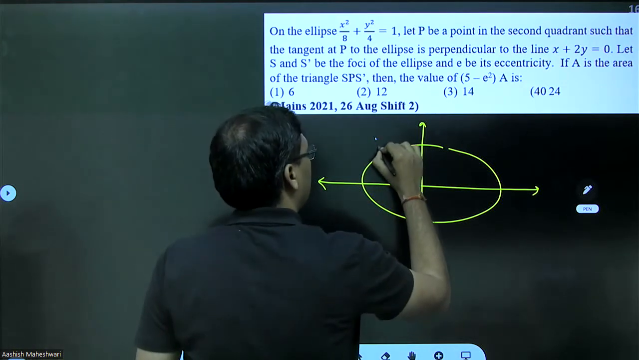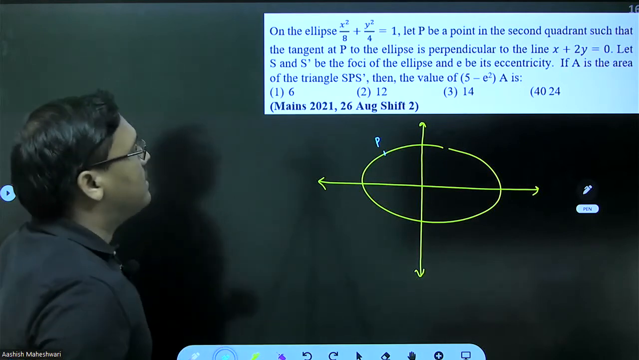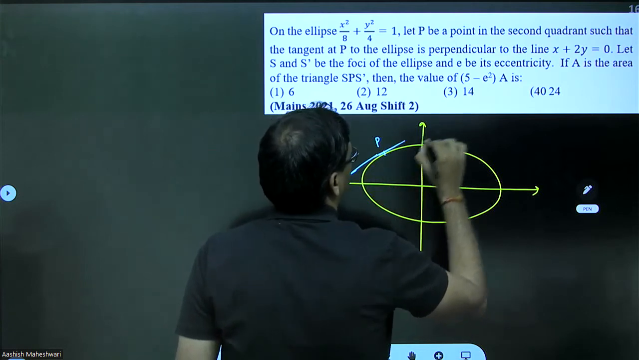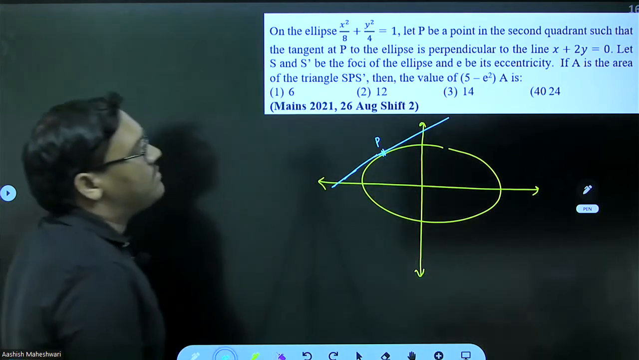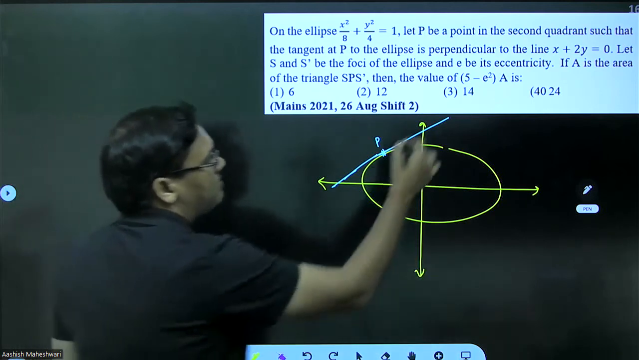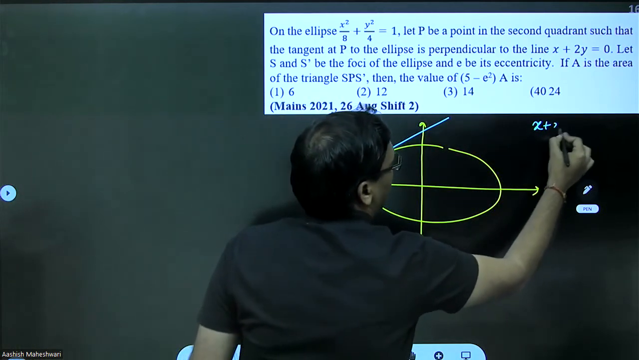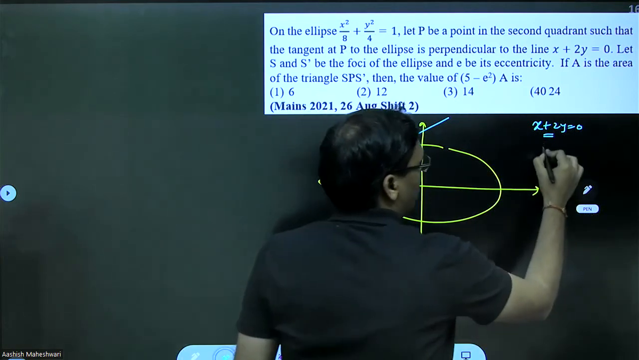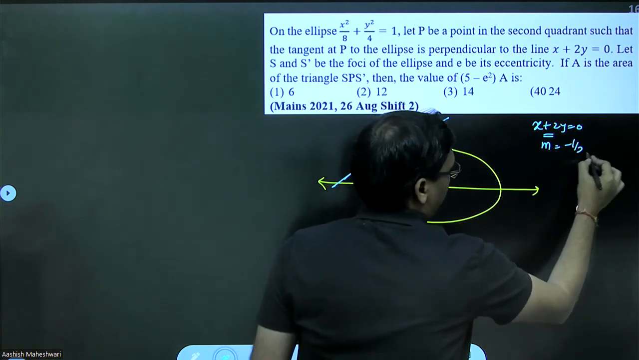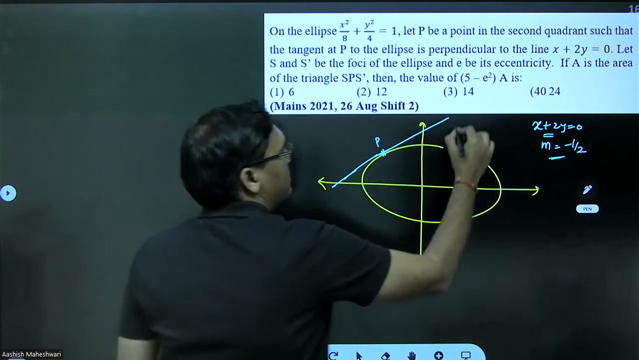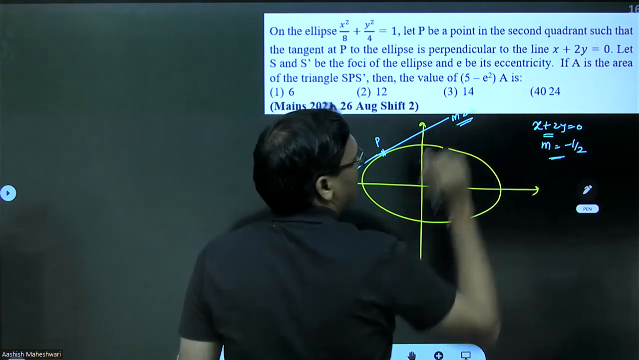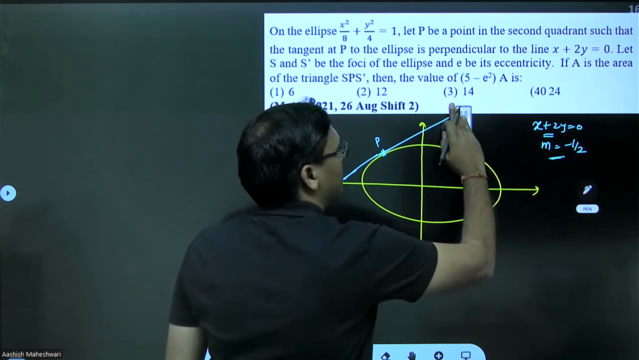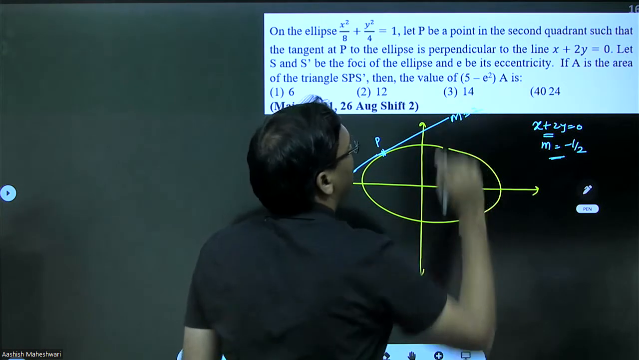P is a point on this ellipse in the second quadrant such that the tangent at point P to this ellipse is perpendicular to the line x plus 2y equal to 0. If the line is perpendicular, what is the meaning of this? The slope of this line is minus 1 by 2. So what is the slope of this tangent? Slope will be equal to, correct? M1 M2 equal to minus 1. M is equal to 2.